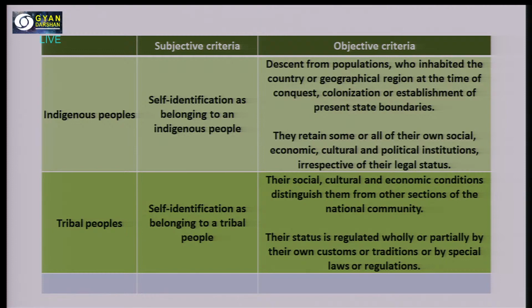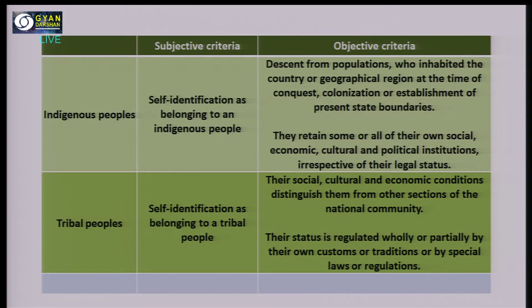They also retain some or all of their own social, economic, cultural, and political institutions, irrespective of their legal status. Now, in terms of tribal people, what are the objective criteria? Their social, cultural, and economic conditions distinguish them from other sections of the national community. Their status is regulated wholly or partially by their own customs or traditions or by special laws or regulations.